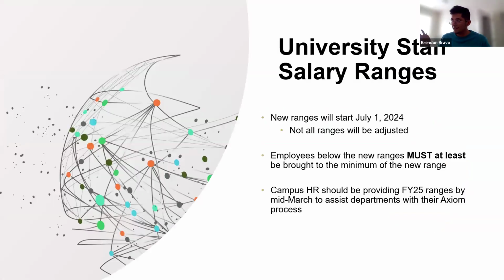That leads into our next slide, our university staff salary ranges. New ranges will start July 1st, 2024. Please note that not all ranges will be adjusted. Employees below the new ranges must at least be brought to the minimum of the new range. And campus HR should be providing fiscal year 25 ranges by mid-March, so that way they can assist departments with their Axiom process. So if we do know someone's falling below that minimum, we can use the Axiom process to help get them back above it, et cetera.